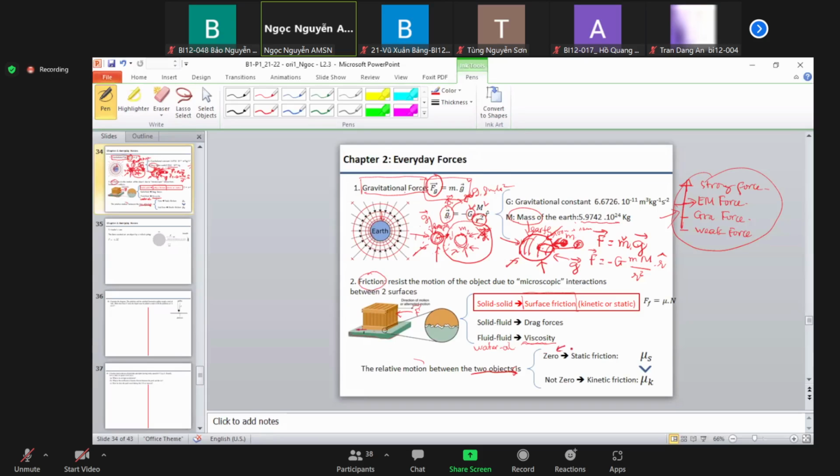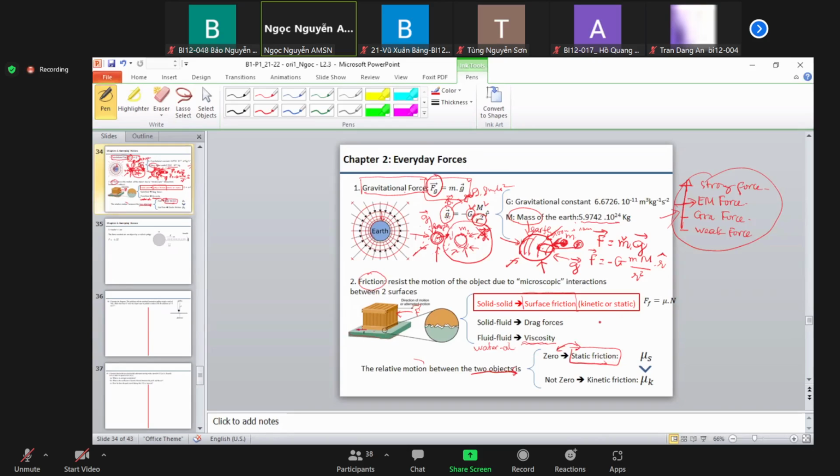It means the relative motion is zero, and it's where you care about static motion. Static frictions. Okay, we call it static friction. Even if you act a force on it, it doesn't move. It means the relative motion is zero, and this is where you care about static friction.